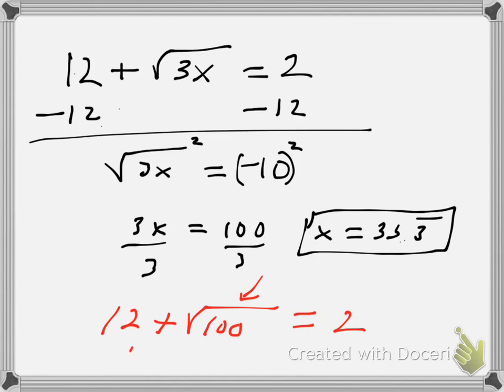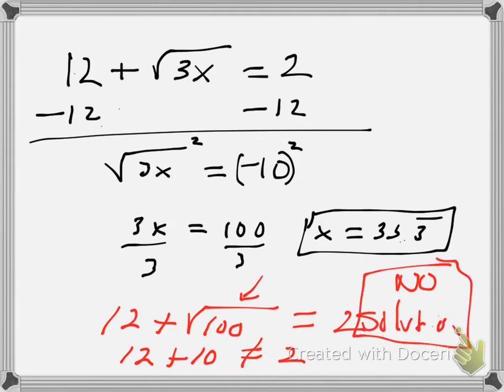Basically meaning this will be 12 plus positive 10 equals 2. We know it does not. So this 33.3 repeating is an extraneous solution. So at that point, I have no other solutions. So I'm just going to say this one is no solution. Okay?